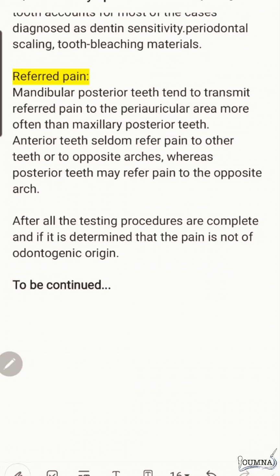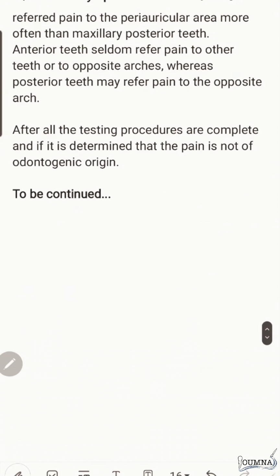origin. So, the non-odontogenic origin pain will be discussed in further sections, in further episodes.